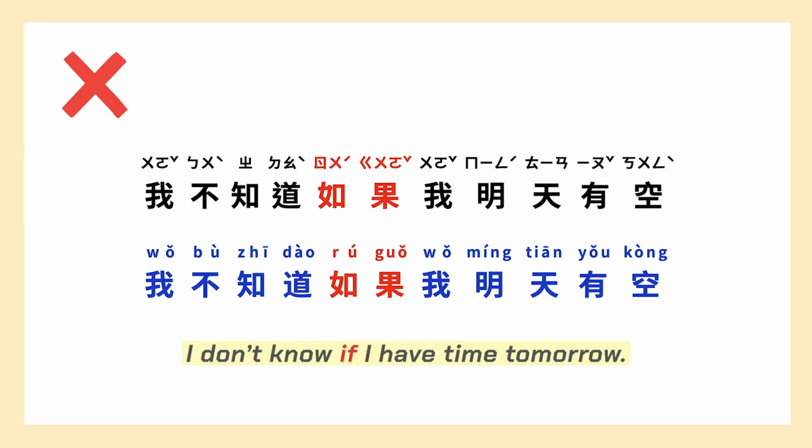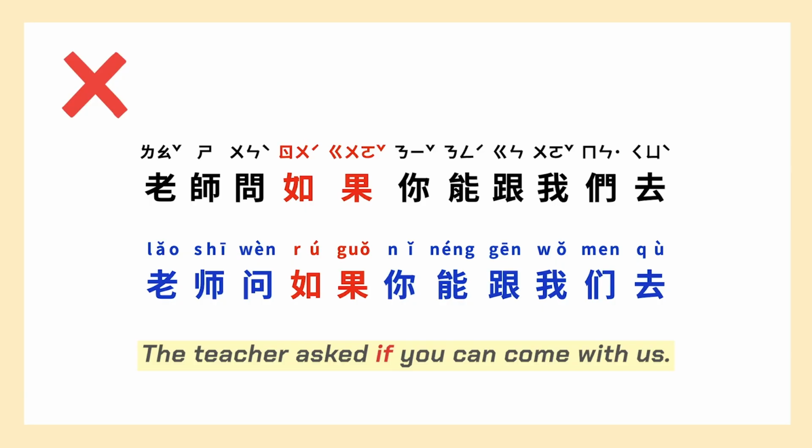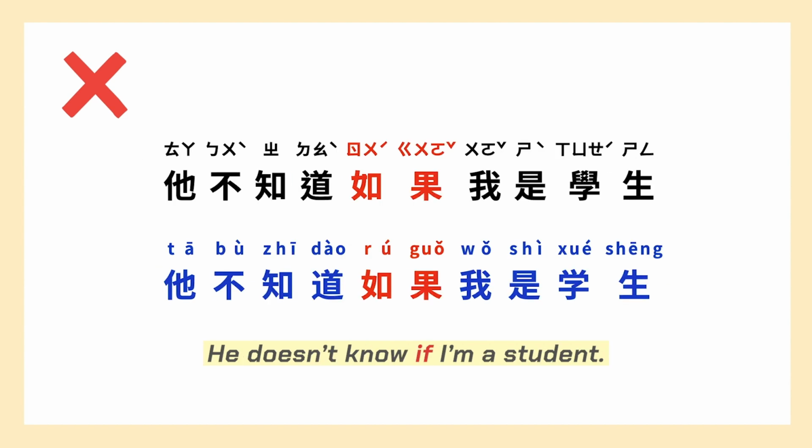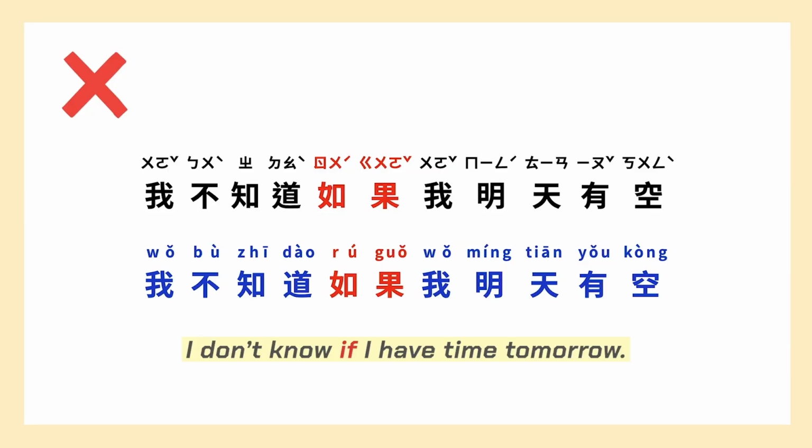But I often hear the following incorrect sentences. 我不知道如果我明天有空。I don't know if I have time tomorrow. 老师问如果你能跟我们去。The teacher asked if you can come with us. 他不知道如果我是学生。He doesn't know if I'm a student. Now let's take a look at the first sentence. 我不知道如果我明天有空。I don't know if I have time tomorrow.